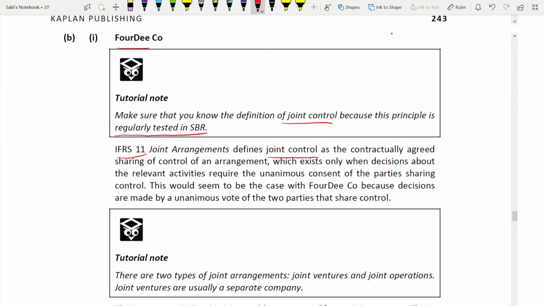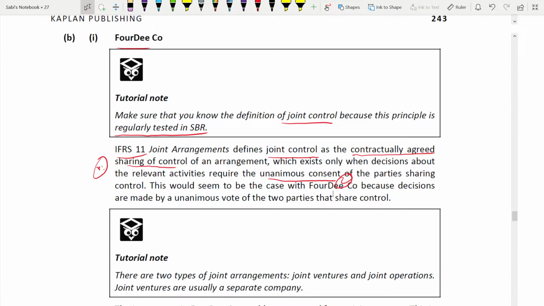So it defines joint control as a contractually agreed sharing of control. Control is shared, not one person is having control. If one person is having control, that is not known as joint control. That is known as subsidiary. The sharing of control of an arrangement exists only when decisions about the relevant activities require the unanimous consent. This is another keyword that has to be there in your answer. One is contractually agreed sharing of control, not just sharing of control. There has to be some contract that says they're sharing control. The other one is unanimous consent. If these two are there, it's a joint control of the parties sharing the control.